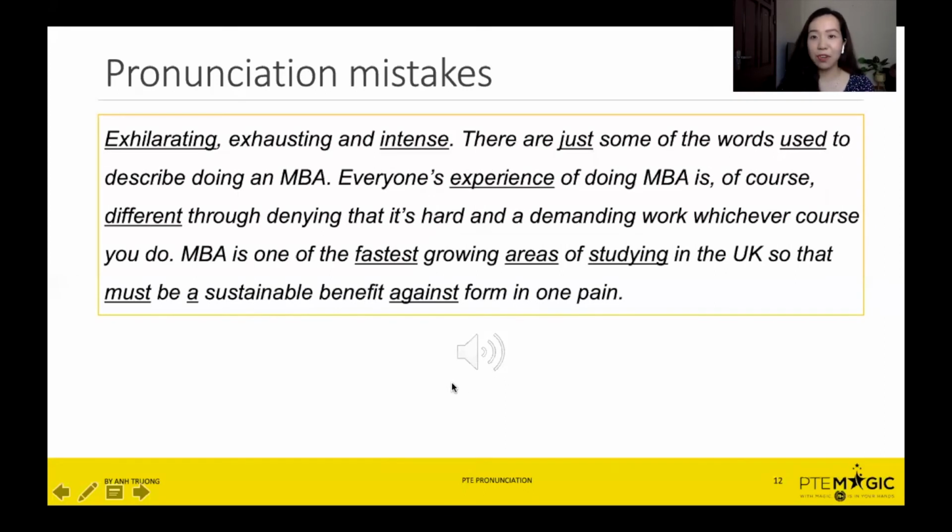Exhilarating, exhausting, and intense. They are just some of the words used to describe doing an MBA. Everyone's experience of doing an MBA is, of course, different, though denying that it's a hard and demanding work. Whichever course you do, MBA is one of the fastest growing areas of studying in the UK, so that must be a sustainable benefit against form in one pen.